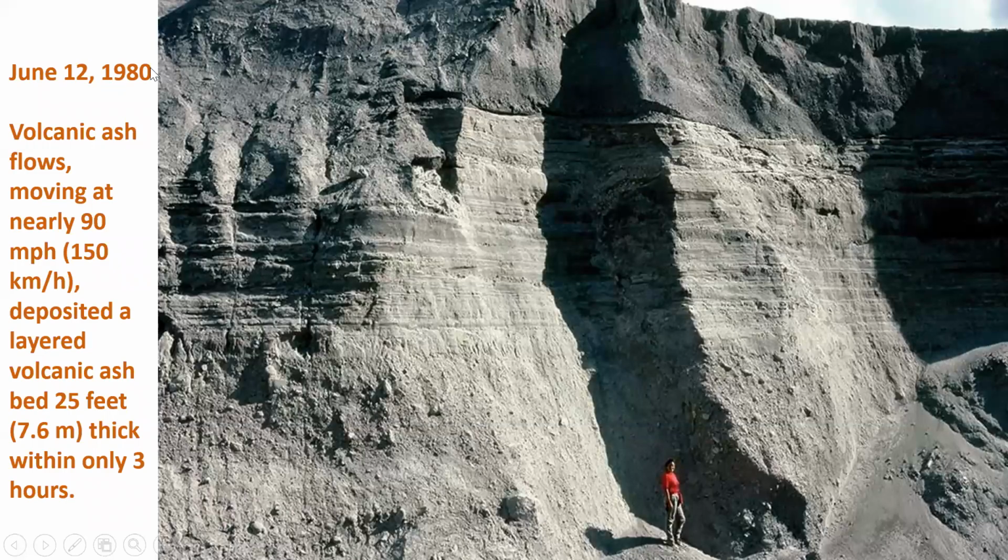June 12, 1980, volcanic ash flows moving at nearly 90 miles per hour or 150 kilometers per hour, deposited a layered volcanic ash bed 25 feet or 7.6 meters thick within just 3 hours. Okay, so this doesn't have to take millions of years to form.